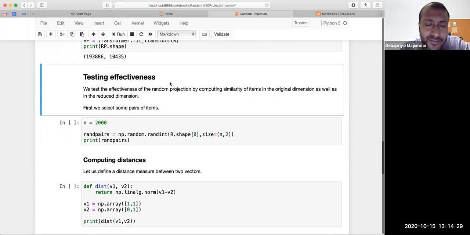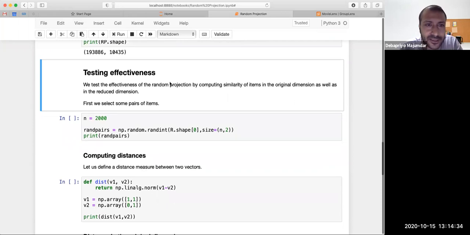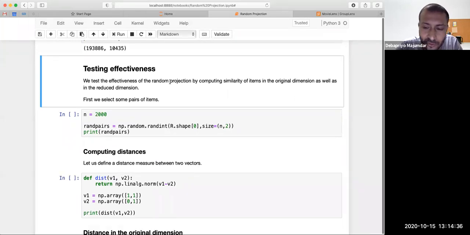Now we should test effectiveness. Have we actually preserved the distances? So let's just do that. This is not actually recommending movies. It's just a mathematical test. We test the effectiveness of random projection by computing similarity of items in the original dimension as well as in the reduced dimension.